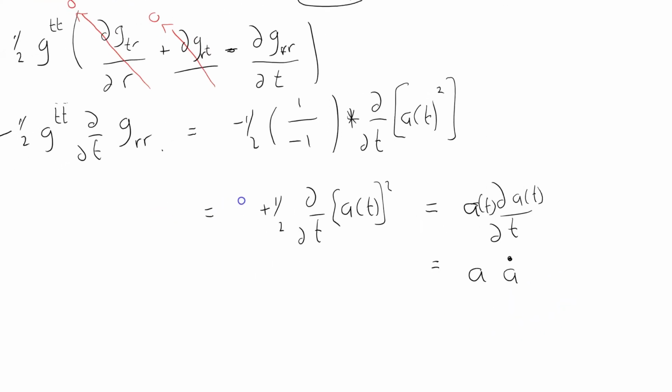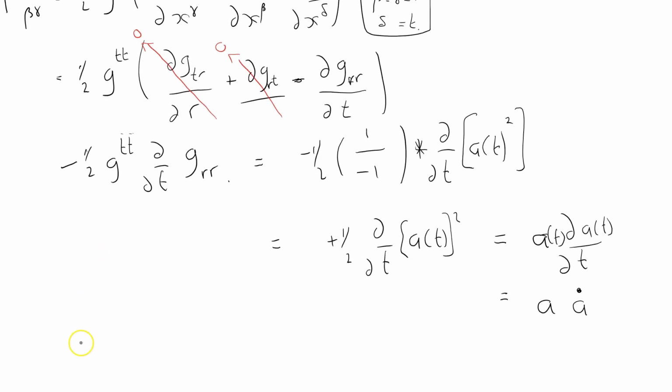Brilliant. So we've got one of our Christoffel symbols. So we know that the Christoffel symbol TRR, which I've been working on, is just a dot. Fantastic. Stop there.